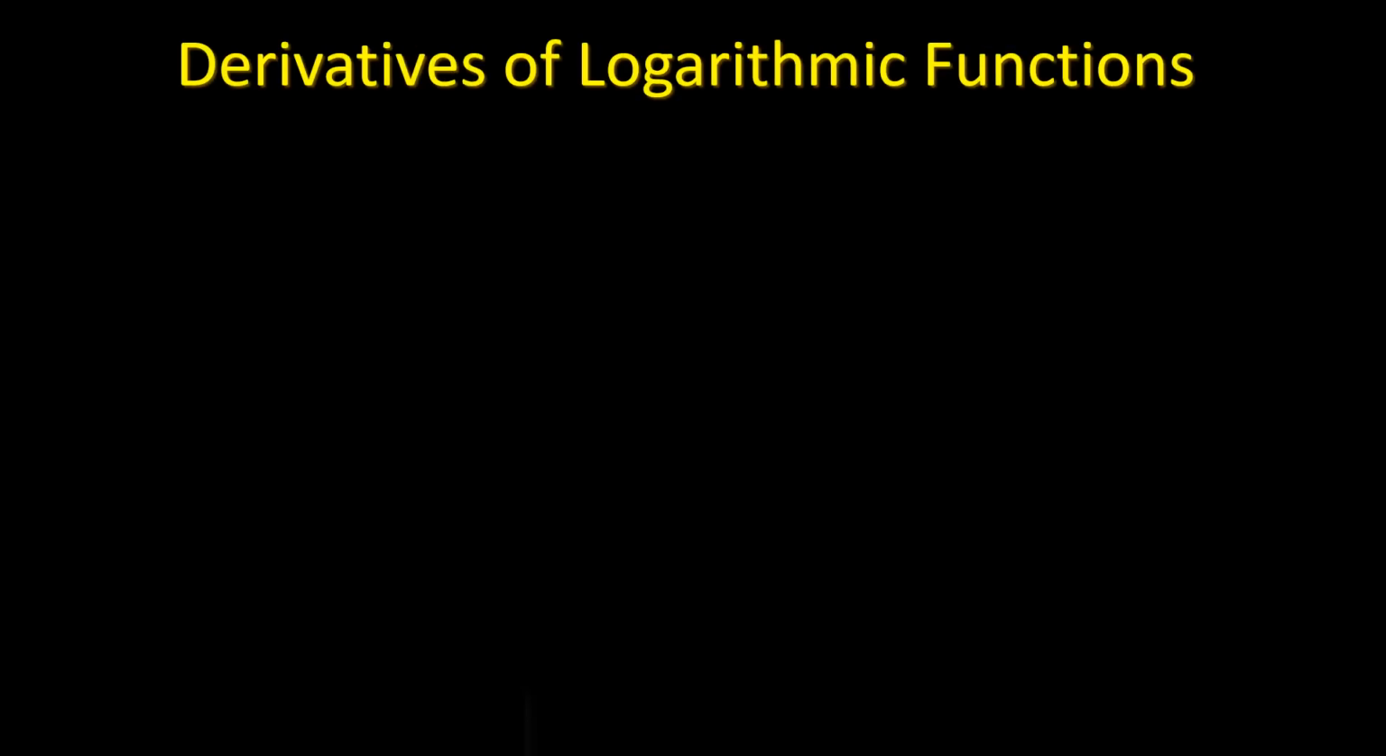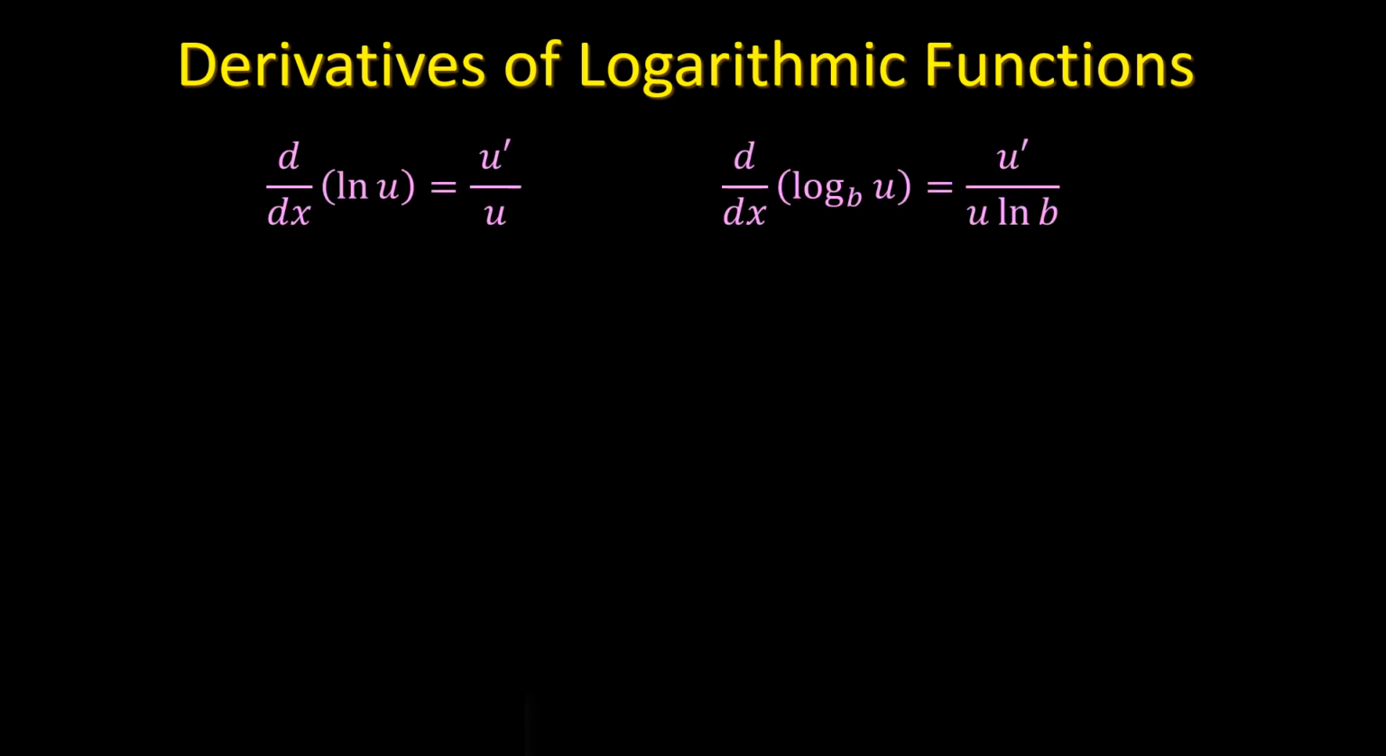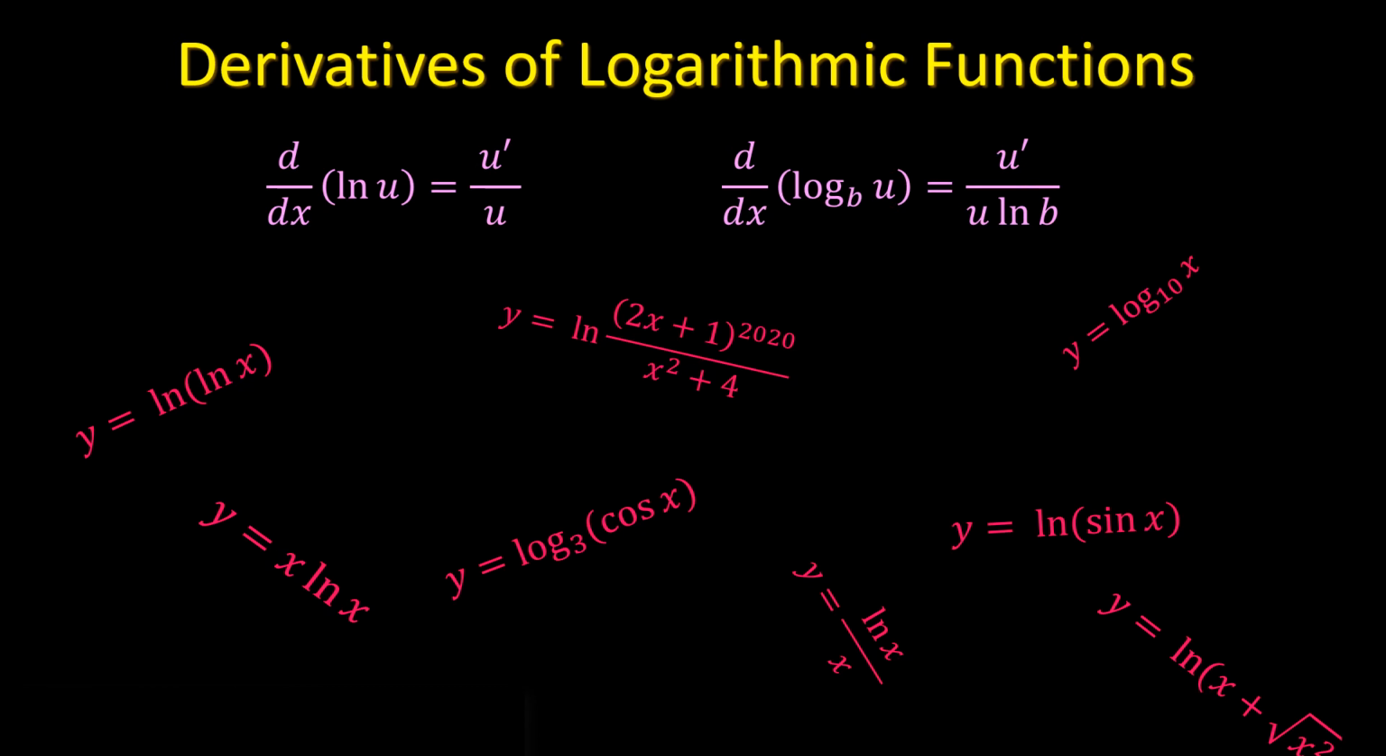In this video, we will learn how to find derivatives of logarithmic functions. For finding derivatives of logarithmic functions, we need these two formulas. Derivative of ln of u is u prime over u, and derivative of log of u in the base b is u prime over u ln of b. The best way that we can learn these formulas is to do lots of examples with them.